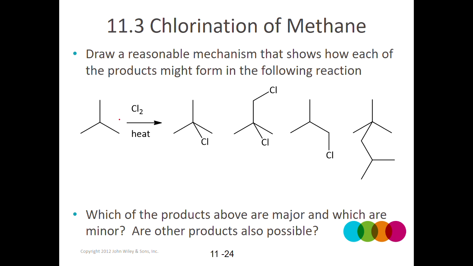So instead of methyl, maybe I've got this isobutane molecule, which is also known as 2-methylpropane. So what would happen here? Well, here I've got different types of hydrogens.